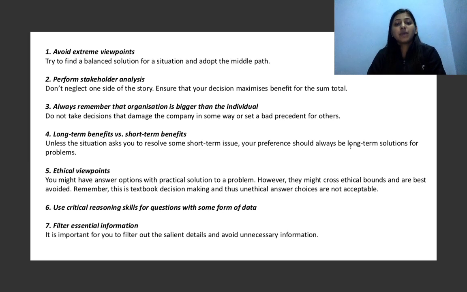Number three, always remember that the organization is bigger than an individual. If you are going to take any decision that might damage the company in some way or set a bad precedent for others, you have to neglect that option.